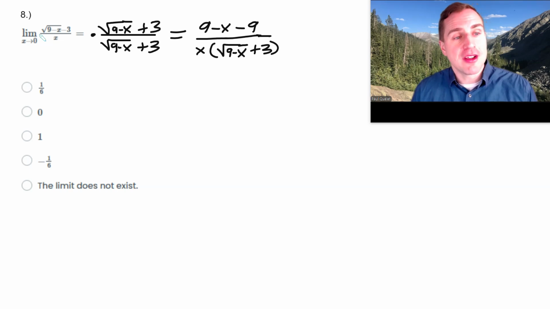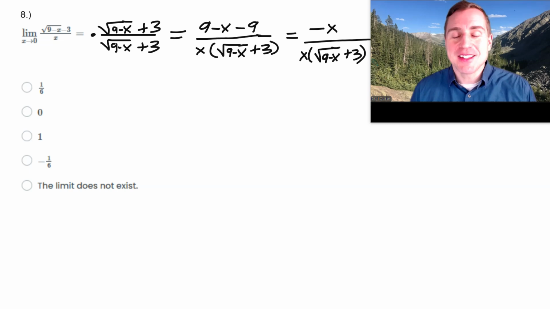Okay, but take a look. We're going to get some simplification. These 9's cancel. So 9 minus 9 is gone. And then we also have negative x over the same denominator. But now check it out. X is now a common factor of the numerator and denominator. So we'll cancel that.